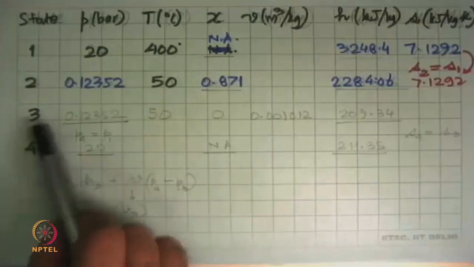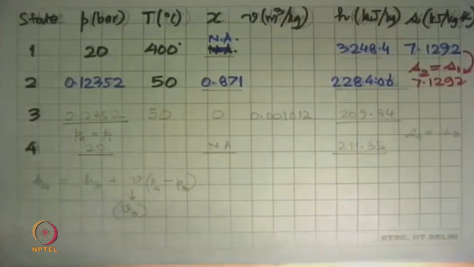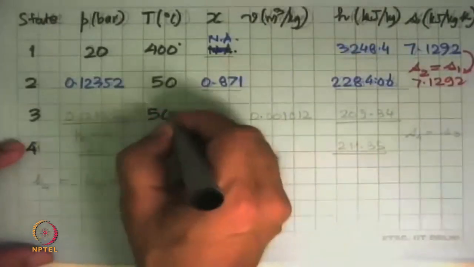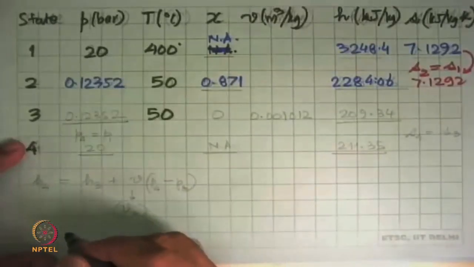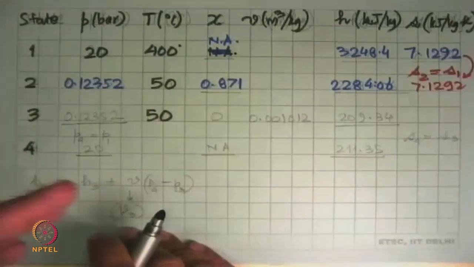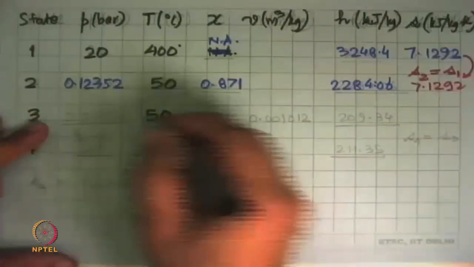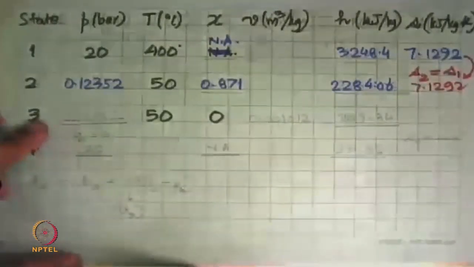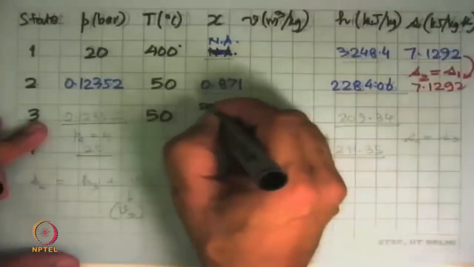The next thing is what happens at state 3. We are told that it is completely condensed and becomes saturated liquid. Cooling is a constant pressure process. In this case, it is a saturated state. So wet substance going in, condensing, this is a constant temperature process. It will go to saturated liquid. That means X is equal to 0. So this is saturated liquid.